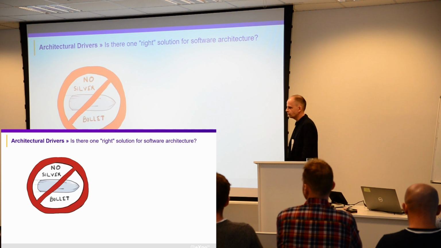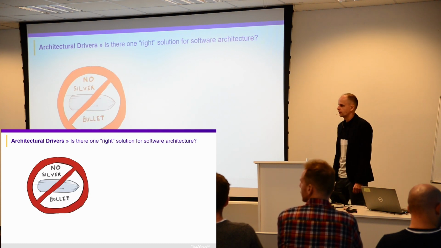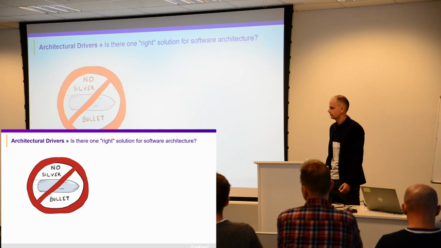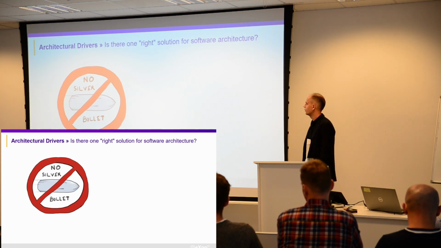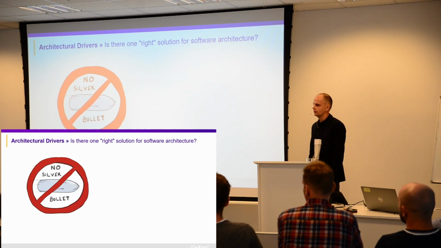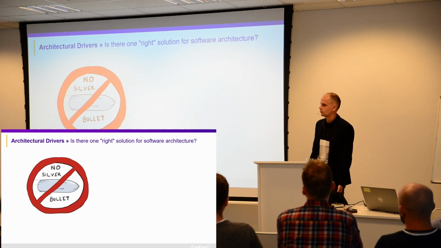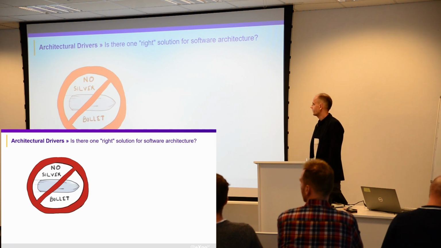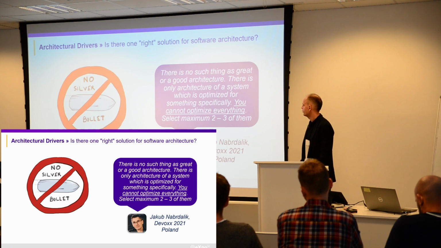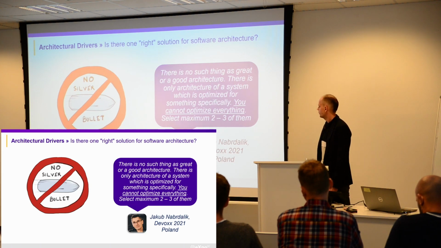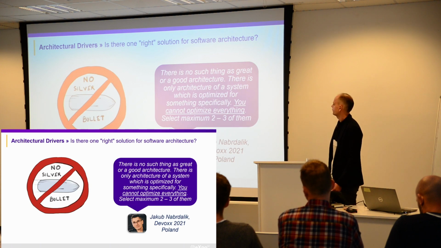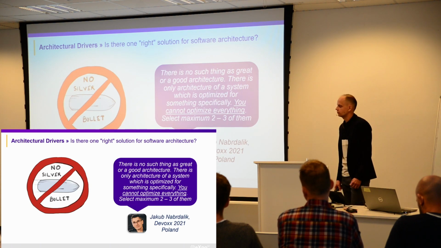We can ask, is there one right solution for each software? Definitely, there is no silver bullet. Everyone knows that. We have different types of architectures like monolith, microservices. Currently, at DevOps, event-based architecture was the most popular. But generally, Kubriński said at this DevOps that there is no such thing as a great or good architecture.